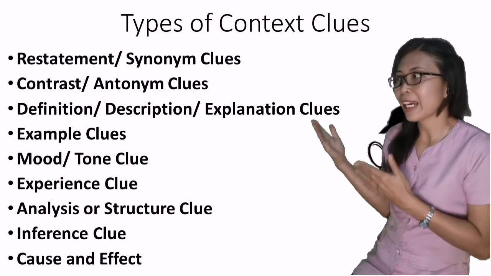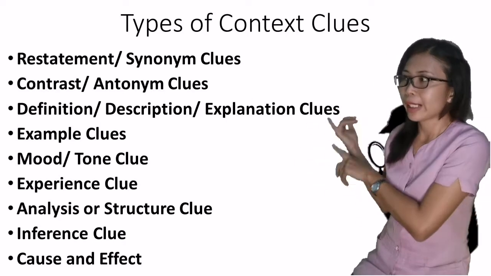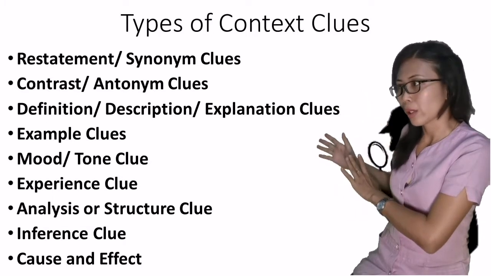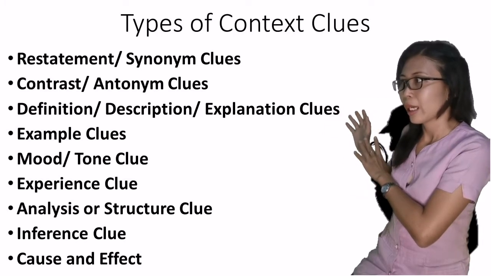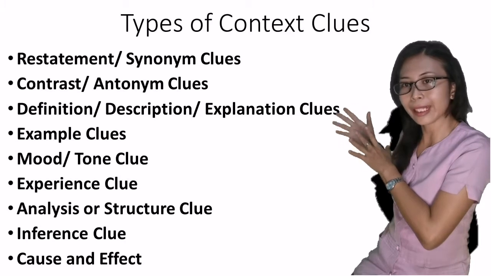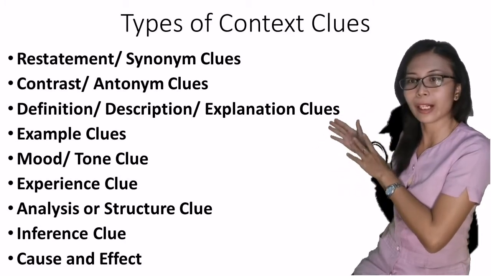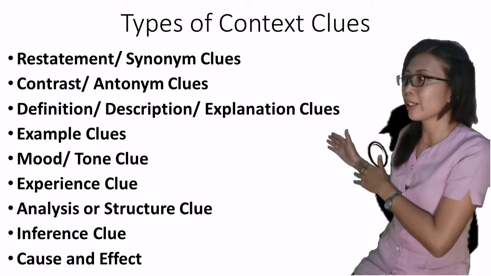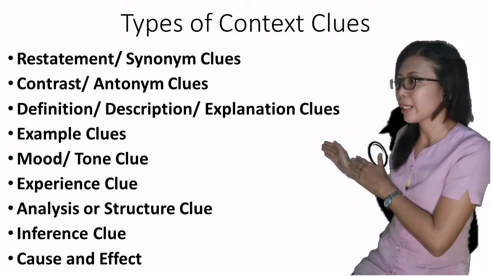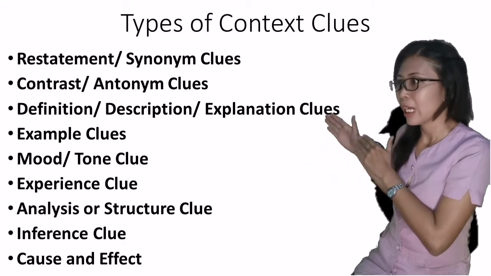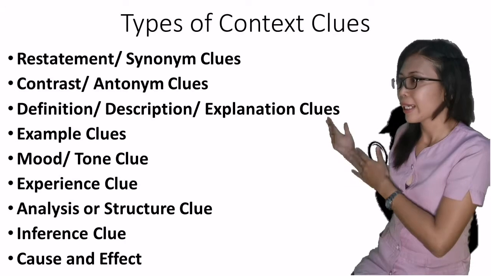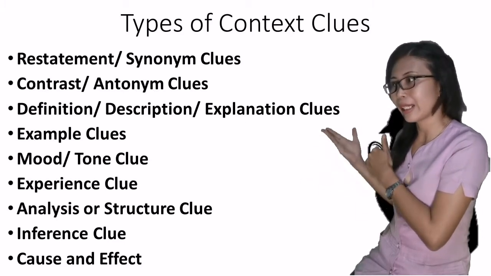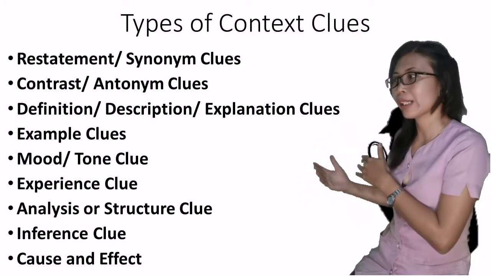We have 9 types of context clues. The first is restatement or synonym clues. The second type is the contrast or antonym clues. Restatement or synonym clues give another word that has the same meaning, while contrast or antonym clues give the opposite of the given word. The third type is definition, description, or explanation clues. The fourth is example clue. The fifth is the mood or tone clue. Sixth, experience clue. Seventh, analysis or structure clue. Eighth is the inference clue, and the ninth is cause and effect clue.